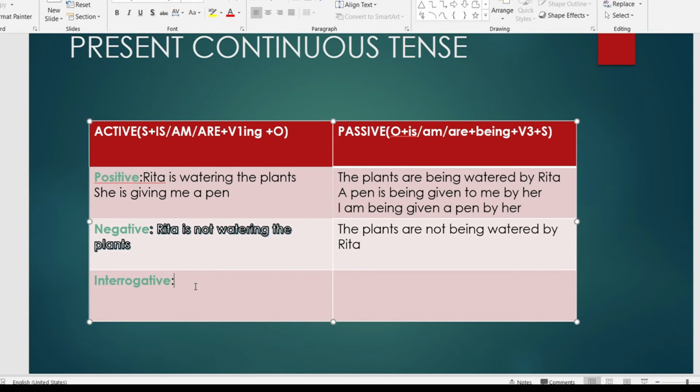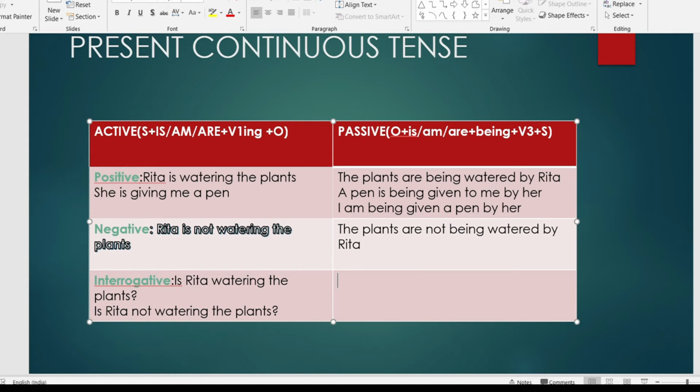Okay. Now the interrogative is, of course, in interrogative now the helping verb will take the first place. So here it is: Is Rita watering the plants? क्या रीता पौधों को पानी दे रही है? Is Rita not watering the plants? क्या रीता पौधों को पानी नहीं दे रही है? Question mark. Make sure question mark should be put when you are making this into interrogative.